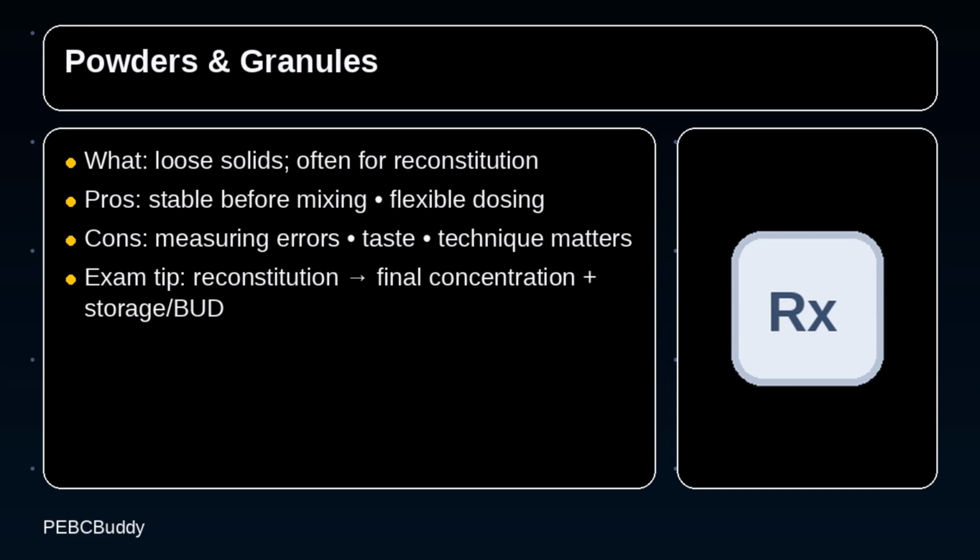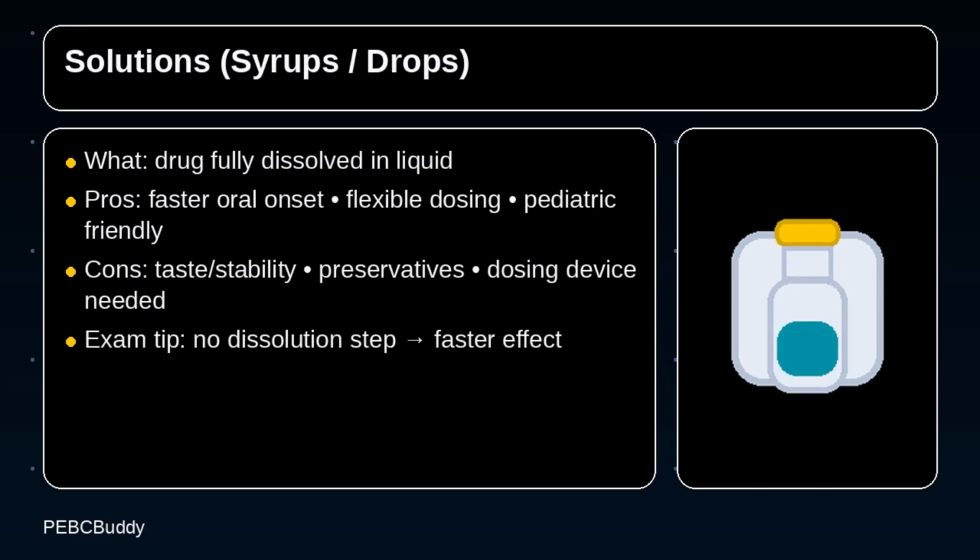Powders and granules often show up as reconstitution products. Stability is usually better before mixing, and dosing can be flexible, but measuring errors and technique problems are common. Exam tip: if it's reconstituted, think final concentration, storage, and beyond use or expiry instructions.